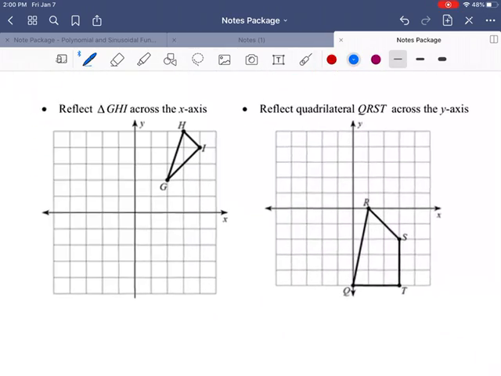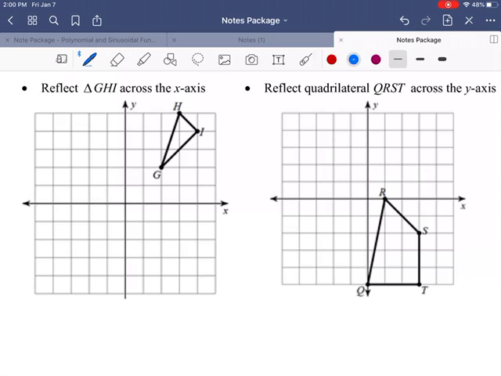All right, we've got to reflect GHI across the x-axis. So all you do here is you count how many down to the x-axis and then count the same number. So this is G prime.